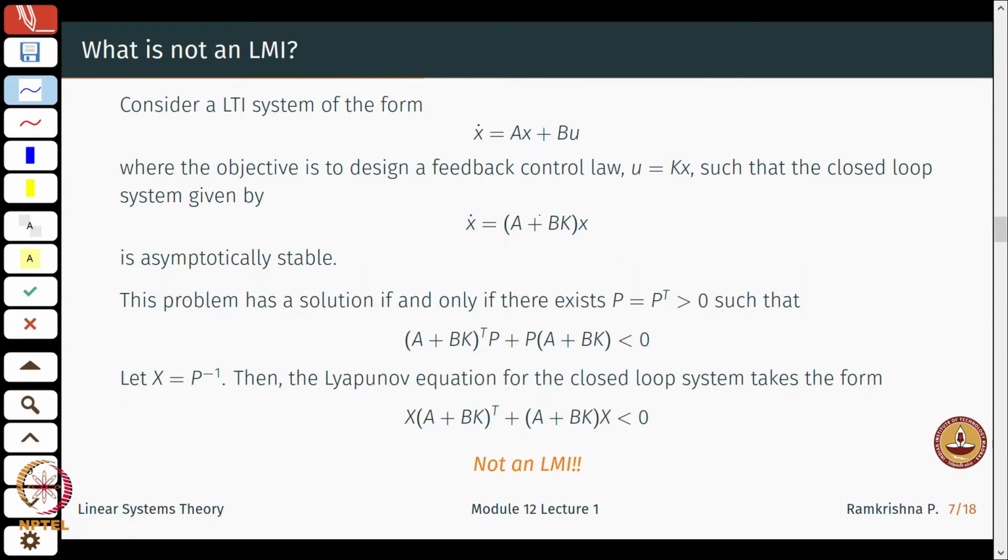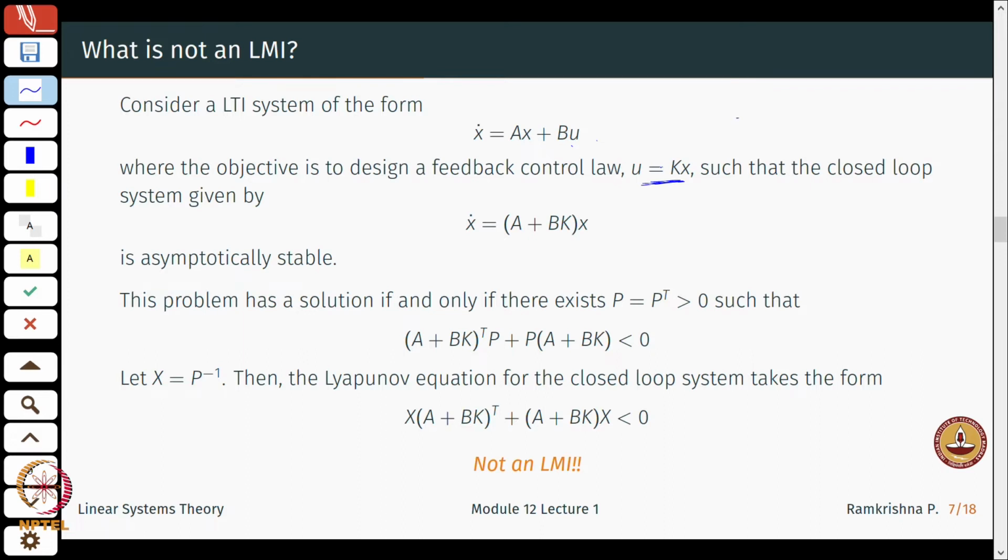Okay. So, what if things are not LMIs? What is not an LMI? I know I gave you a general form of LMI, but what is not an LMI? So, we will start with the standard LTI system with a control input, where the objective is to design a feedback control law u equal to Kx. I am doing a little abuse of notation here, where traditionally we would use u equal to minus Kx, but just for ease of notation, I'm using u equal to plus Kx, but nothing really changes in this. So what I taught you earlier was not different from now. I'm just omitting that minus for convenience of notation here.